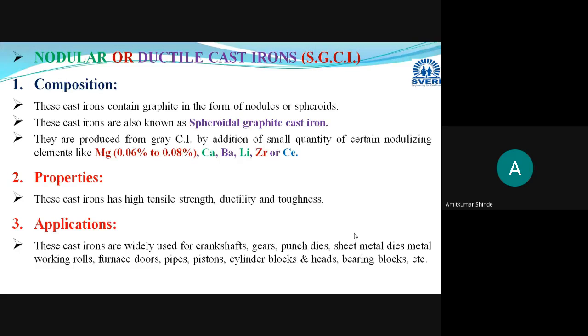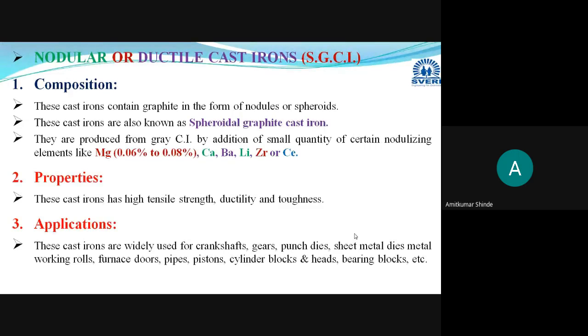Now, in this lecture, we are going to deal with the remaining few types of cast iron on the basis of their microstructure. In that, we are going to discuss the nodular cast iron. Then after that, we are going to discuss the mottled cast iron, then chilled cast iron, and the last one will be alloy cast iron. Now we will start with nodular cast iron.